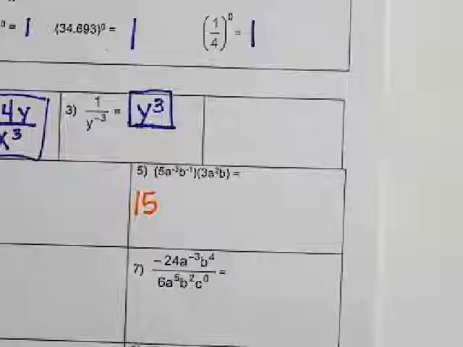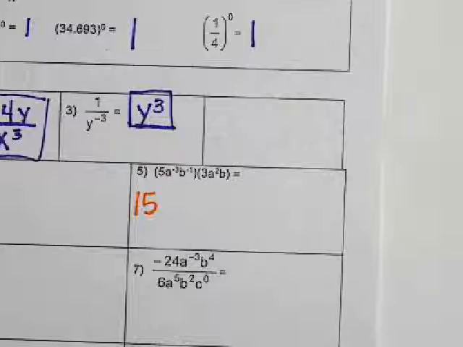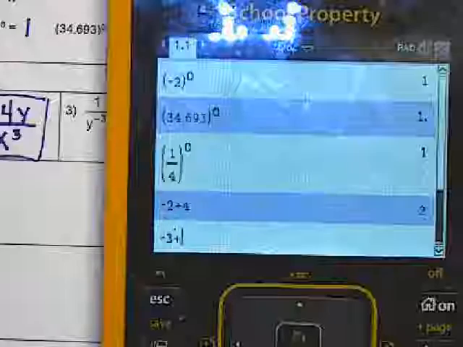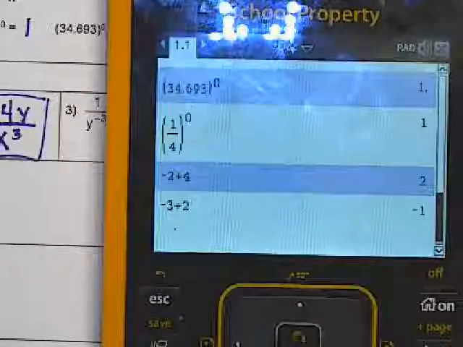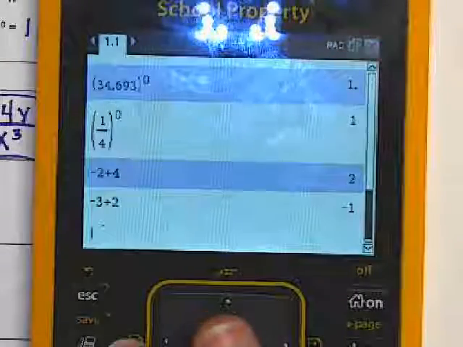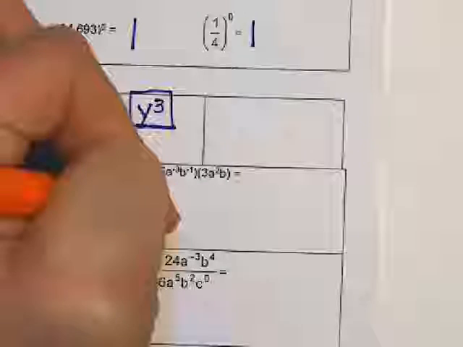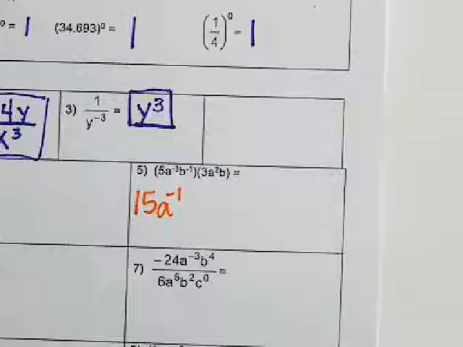Now what do I do with my exponents? Add them. Start with your a's. A negative 3 and a 2. Negative 3 plus 2 gives me a to the negative 1. So go ahead and just write that first.